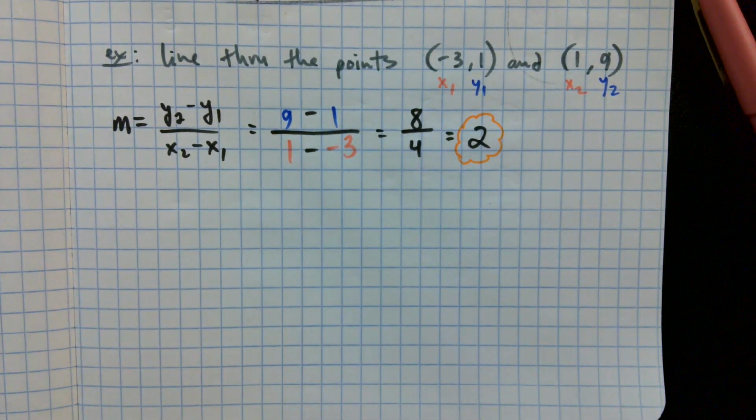Am I going to plug it in to find b now? No, I don't care about b. We don't need b. All I need is my slope and a point. Do I have a point on the line? I've got 2 of them.